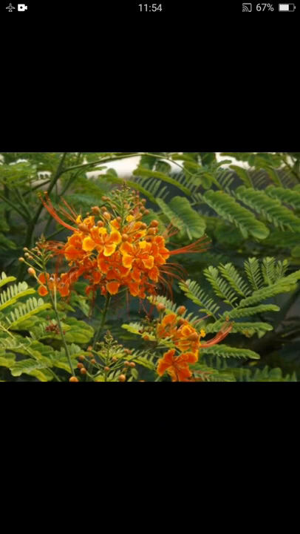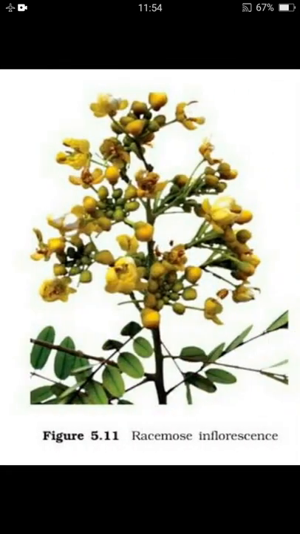Okay, first I will explain racemose inflorescence. In racemose inflorescence the main axis continues to grow. So the main axis is continuously growing in these plants with flowers. The flowers are borne laterally in an acropetal succession. Okay, see, this diagram is also an example for racemose inflorescence.